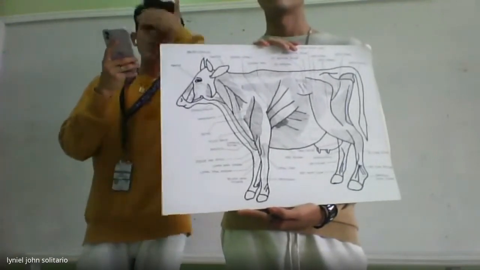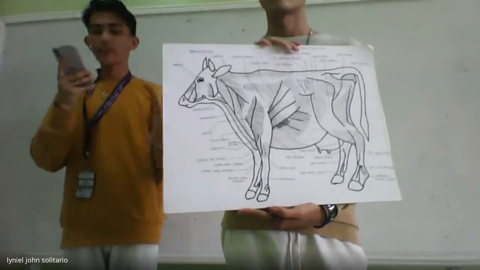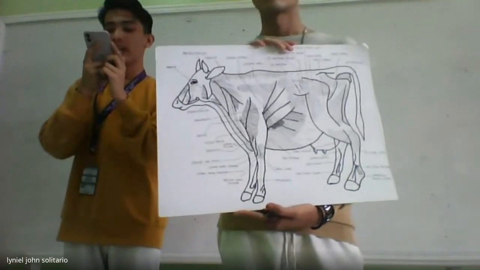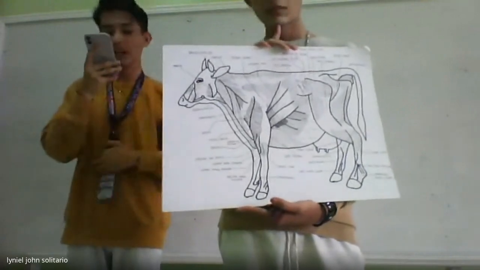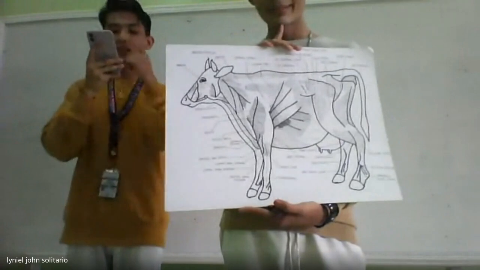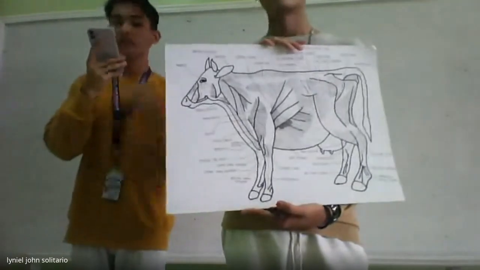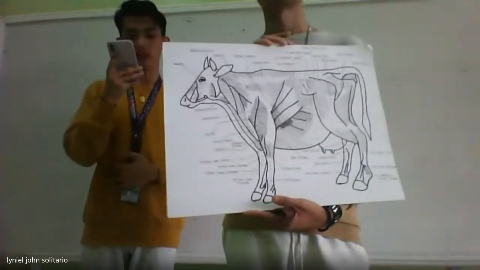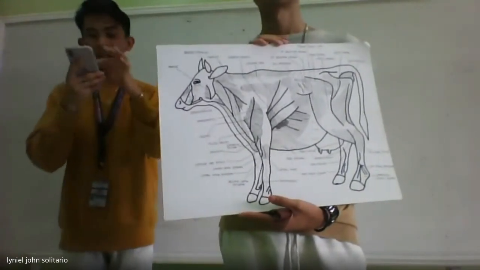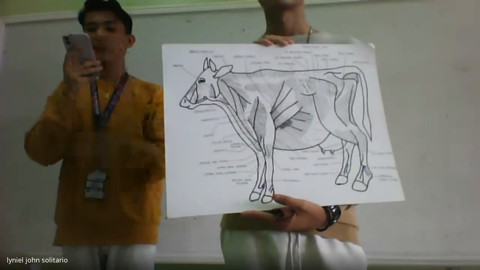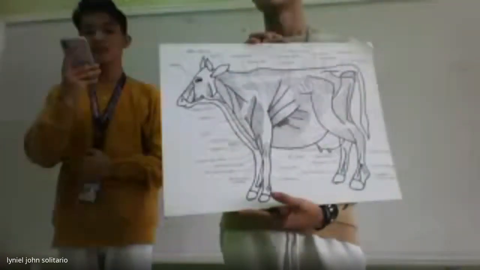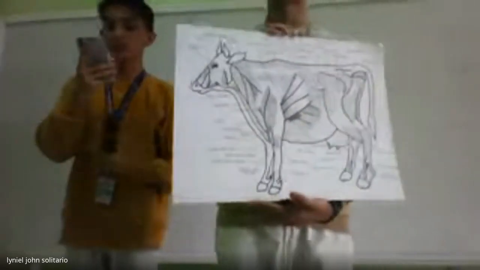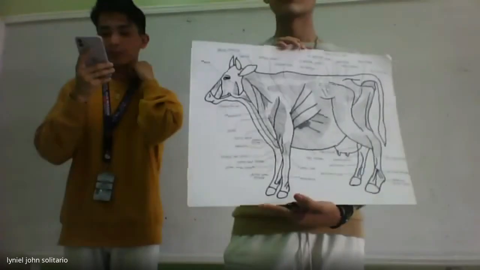So the next one, the fifth part of the muscular system of the cow, would be the infraspinatus, assisting in external rotation of the shoulder joint, and also the scaption and the lateral rotation of the humerus. The next one would be the brachialis, an elbow flexor that originates from the distal anterior humerus as well as the ulnar tuberosity.